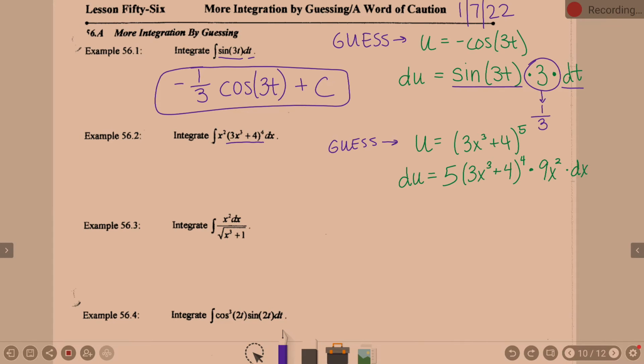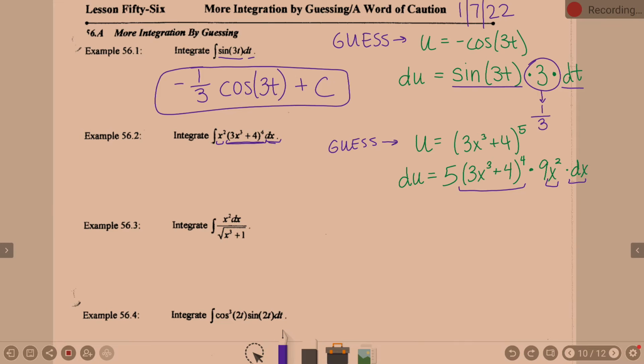(3x to the third plus 4) to the fourth. Matches, yes? dx matches. Do we have an x squared? Yeah, there's an x squared. It's kind of attached to something else, but that's all right. There's an x squared.